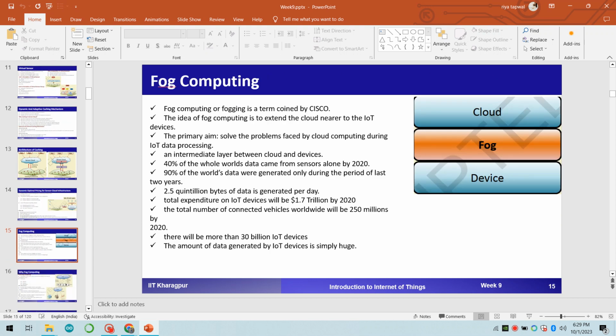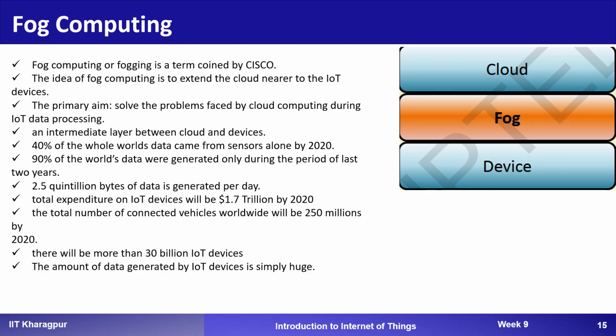Now the next topic is fog computing. Fog computing, or fogging, is a term coined by Cisco. The idea of fog computing is to extend the cloud nearer to IoT devices. So basically it means that the services which are provided by your cloud, to bring those services near to your end devices, right?